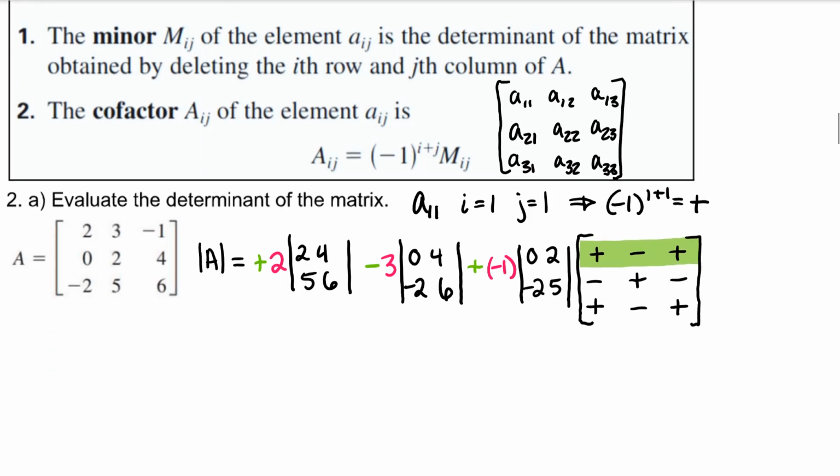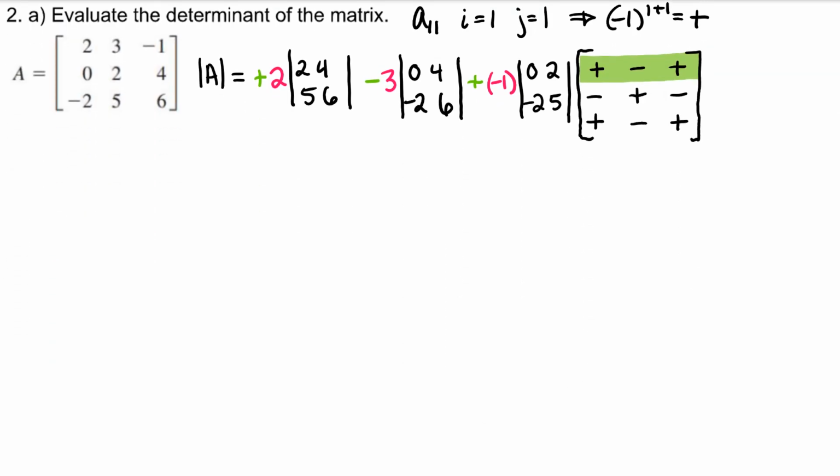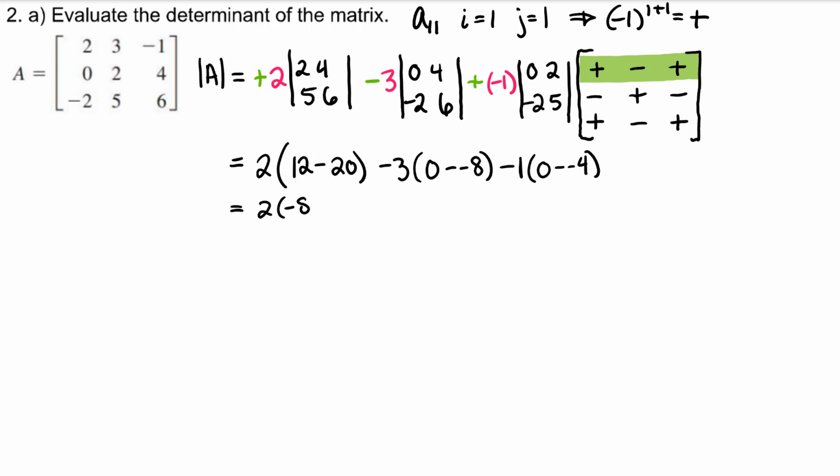Now evaluate the determinants of each 2 by 2 and simplify. The determinant of A is negative 44.